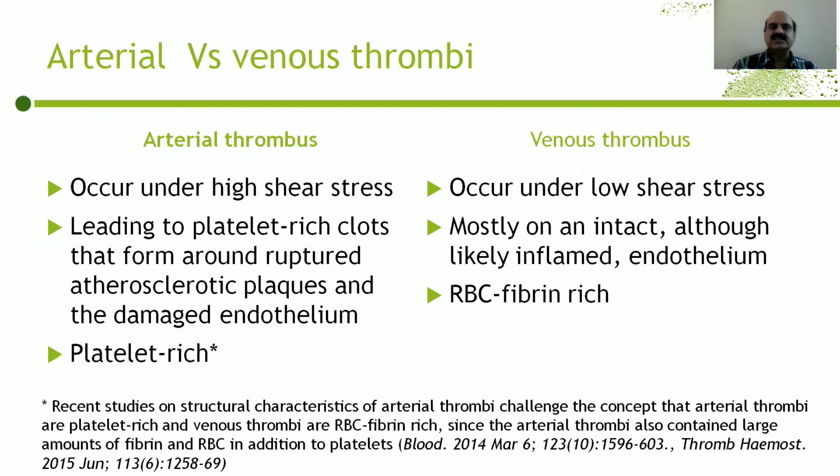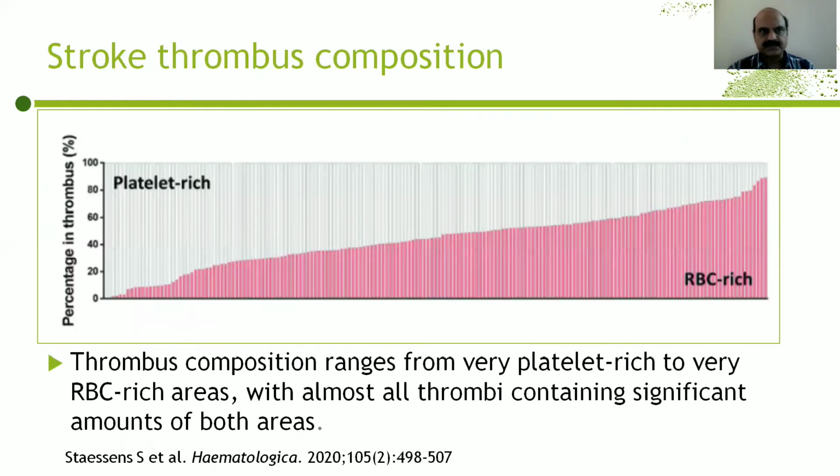Now, this slide is just for an example. Today, what we are discussing is only arterial stroke, but just for example, it is given that arterial thrombi are usually hard thrombi because they occur under high stress and they are platelet rich, whereas venous thrombi are soft thrombi. But in this setting, we are discussing only arterial thrombi, which can be both hard and soft.